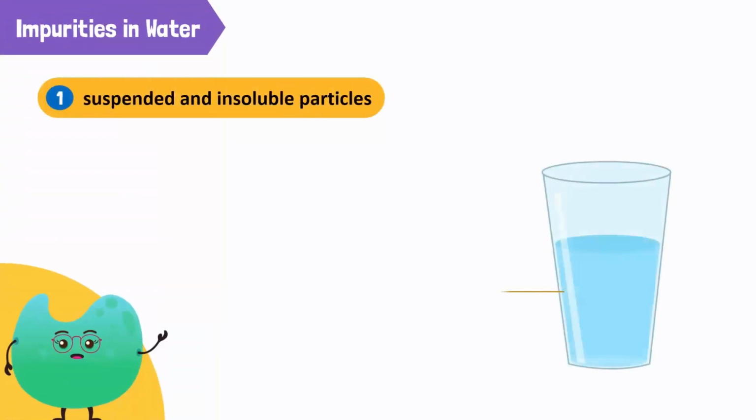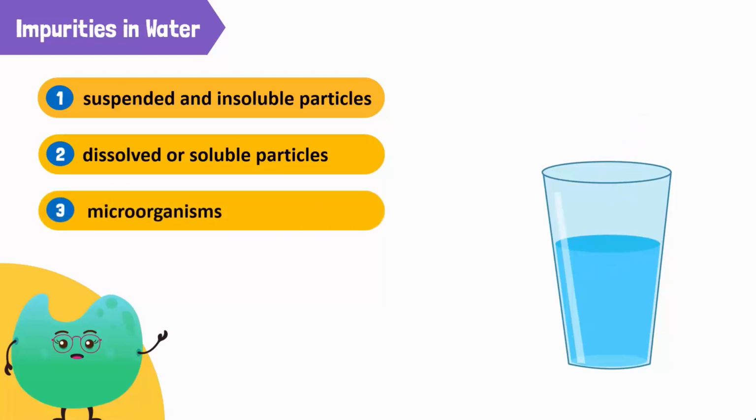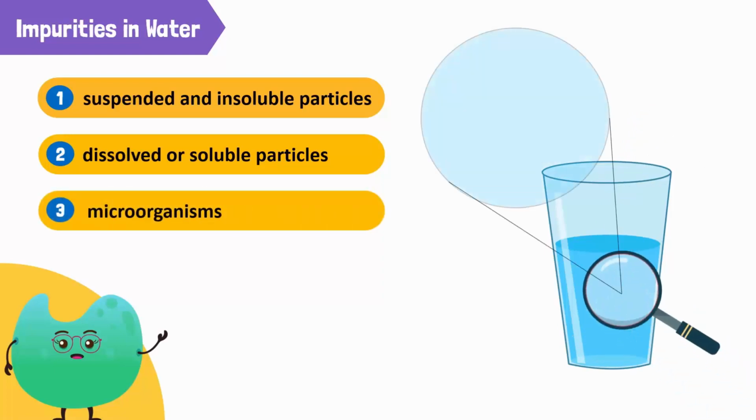The first is suspended and insoluble particles. These are particles that cannot dissolve in water and float inside it or settle at the bottom of water. The second type is dissolved salts. These are substances that can dissolve in water. The third type of impurity is microorganisms. These include bacteria, viruses, fungi, and other organisms that are too small to see with our eyes.